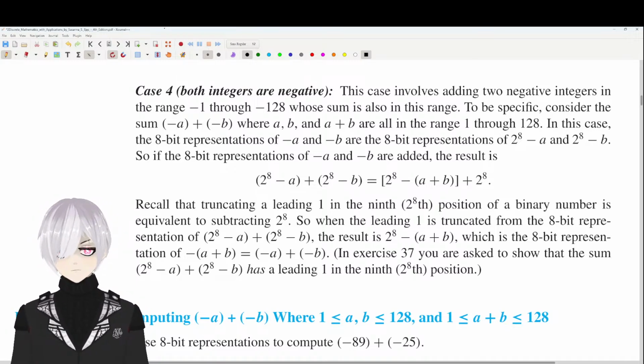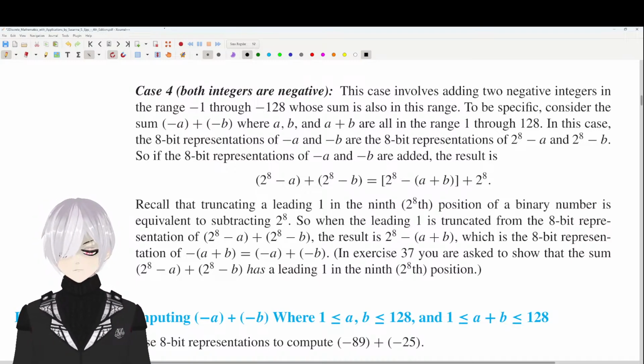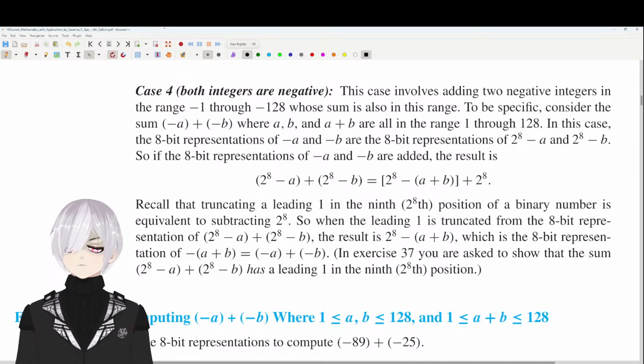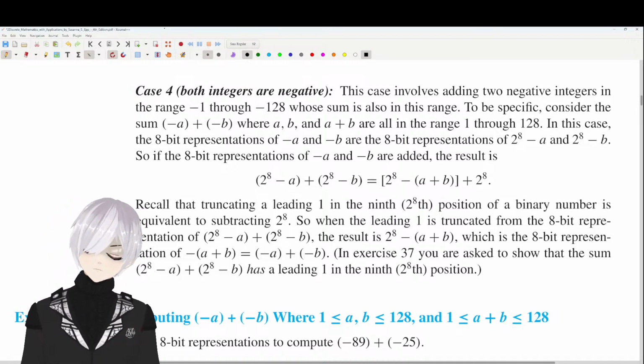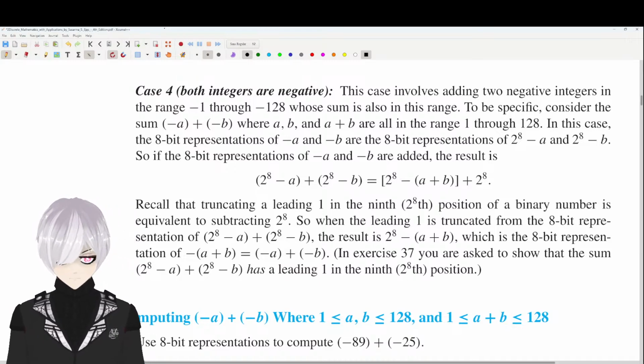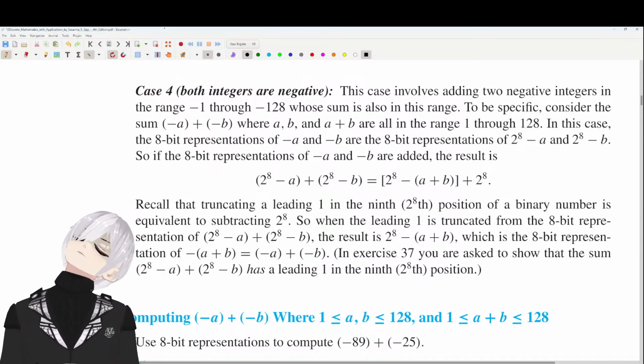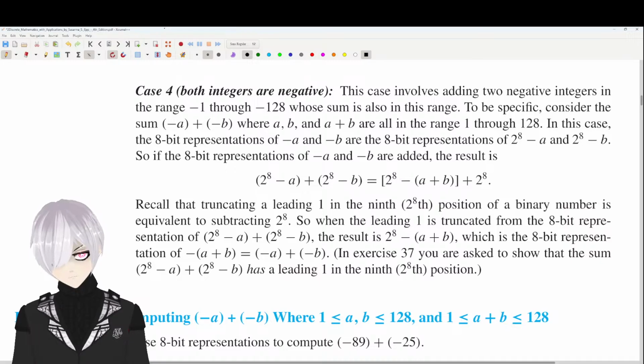So 2 to the 8th minus a plus b is going to be something from 0 all the way up to 254. It's 254 if a and b are both 1, because we know they have to both be positive. Neither of them can be 0. So the minimum possible is if they're both 1. So 2 to the 8th minus a plus b is something from 0 to 254.